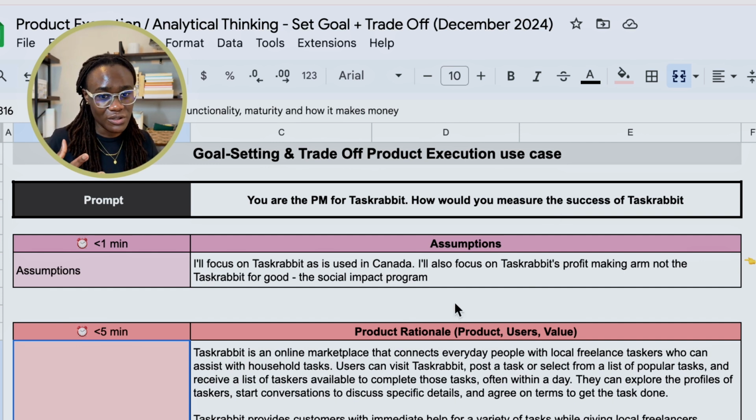So if you have any assumptions about the product or the business, this is the opportunity to clarify those assumptions so that you go into the use case with some level of clarity. Now, once you have your assumptions clarified, the first thing you want to do is to review the product landscape.